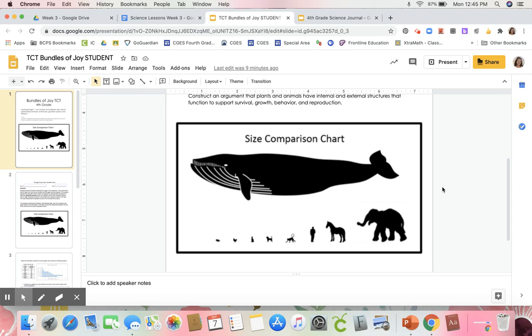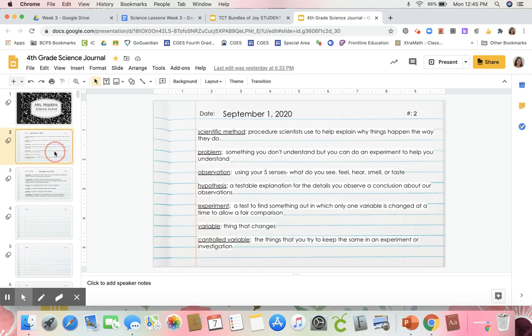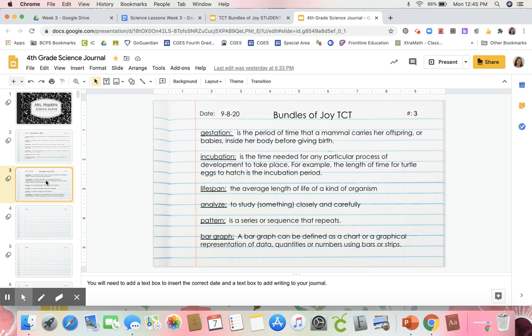So before we can get started on any of this stuff, we've got to talk about some vocabulary, because if we don't get through the vocabulary, we won't know what we're talking about. So I'm going to switch over here to my 4th grade science journal. This is Mrs. Hopkins' science journal. This was from last week when we learned about the scientific method. This slide is for this week. And notice the title says Bundles of Joy TCT, and it has the date up at the top. I filled in this journal page with some vocabulary that we're going to need to know in order to complete this TCT.